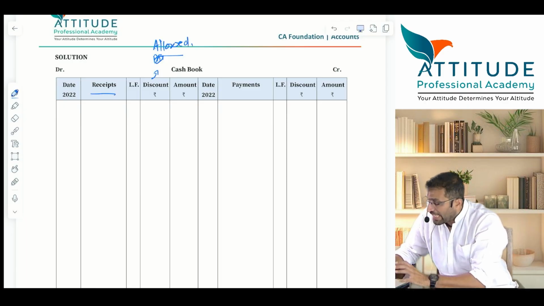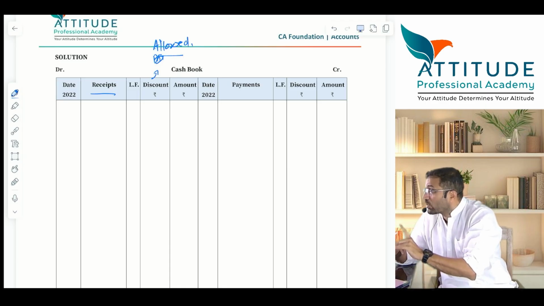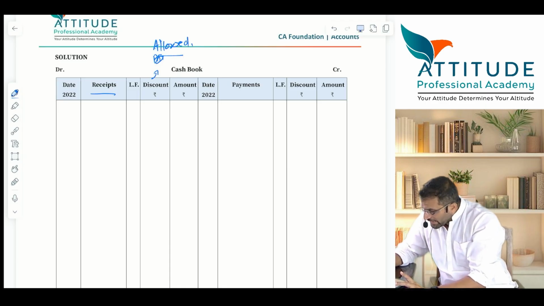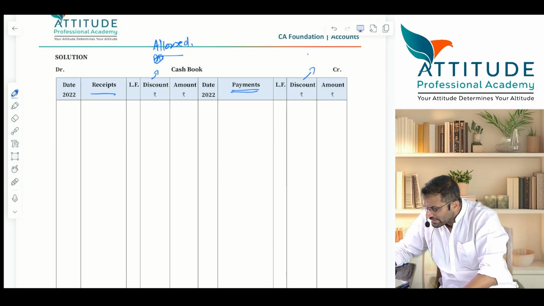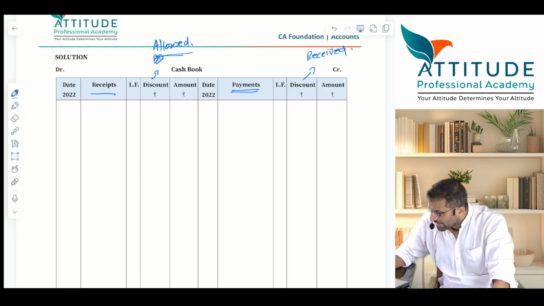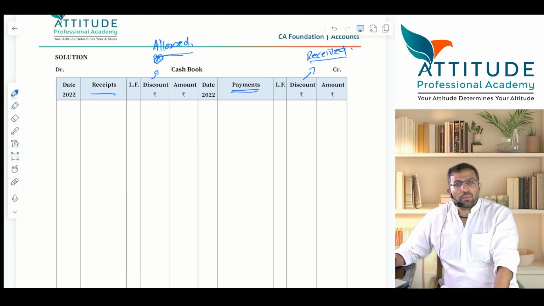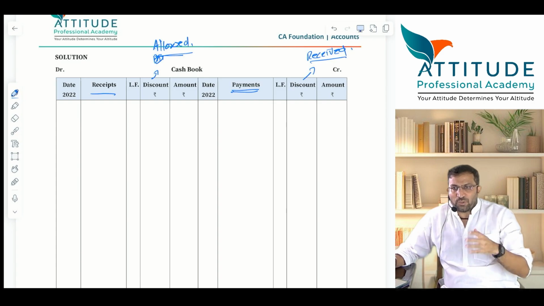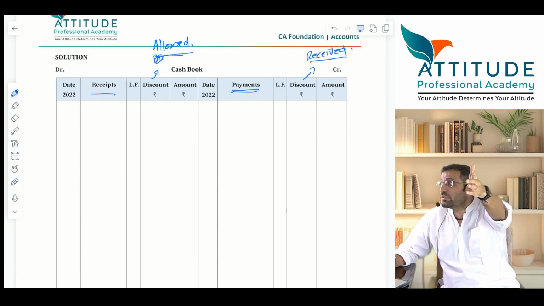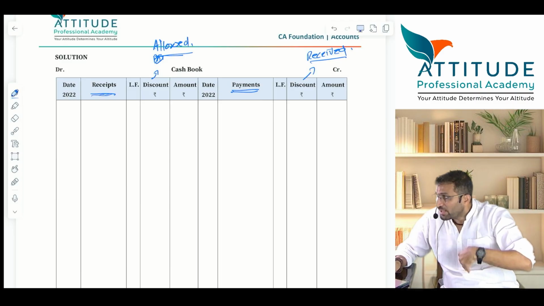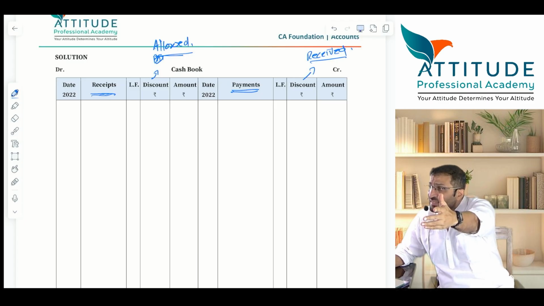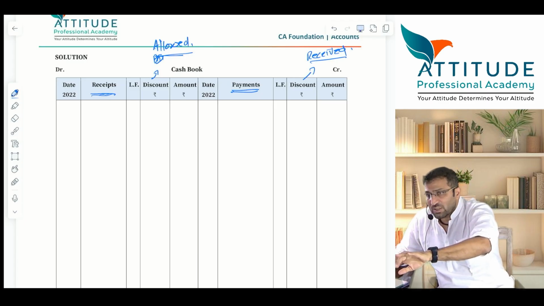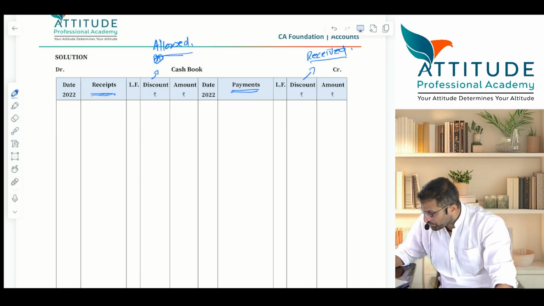Is that clear? I once again repeat, this is discount column, not discount account. Is that clear? Okay. Then payment side, when you make the payments, you will receive the discount. So this is known as discount received. So debit side is discount allowed, credit side is discount received. How to remember that? Very simple. When you receive the payment, means receipts, you have to allow a discount to the other party, customer, yes or no? And when you make the payment to the suppliers, the supplier will give you what? Discount. That is discount received. Is that clear?